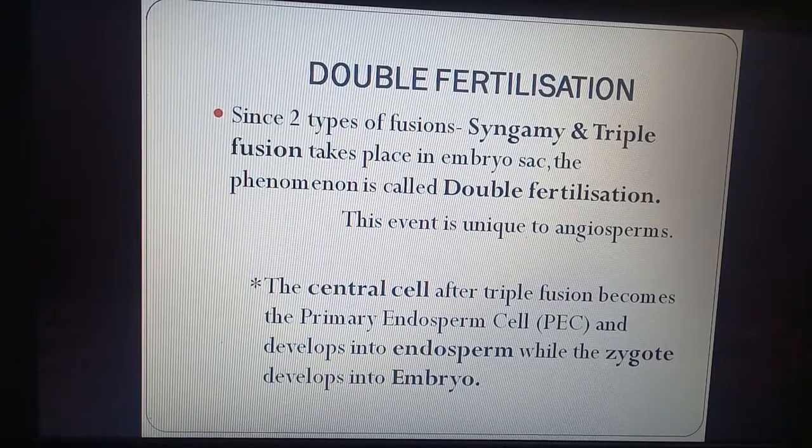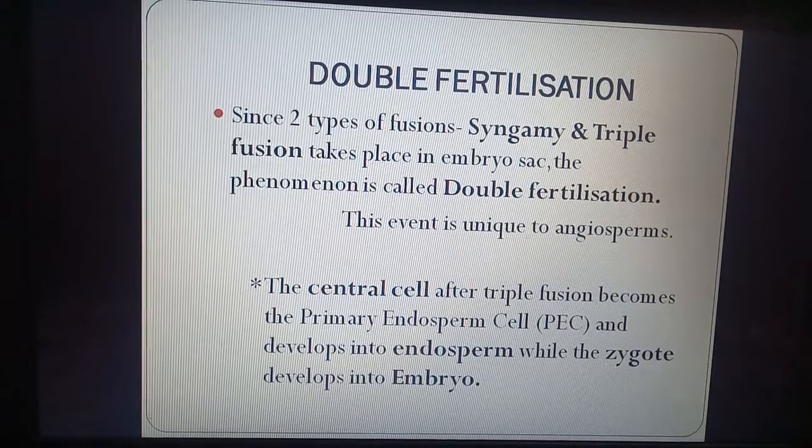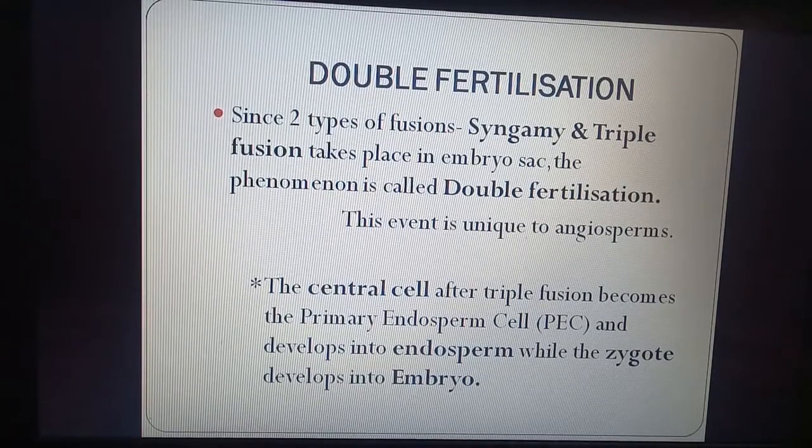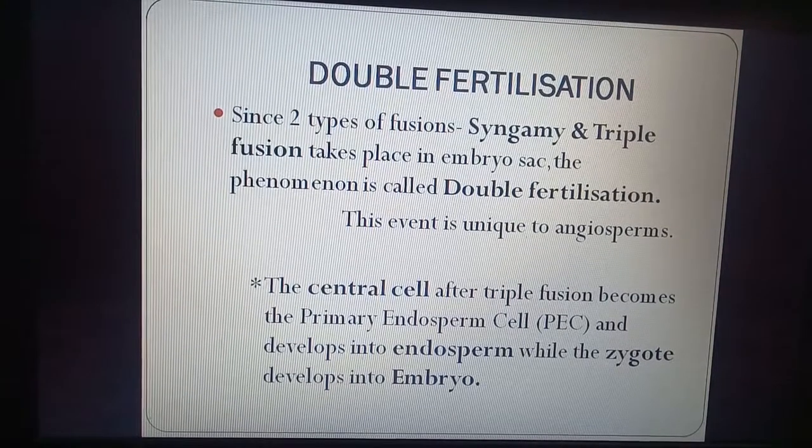So in angiosperms, double fertilization and triple fusion take place. It is a unique process. It does not take place in other plant families. The central cell, which was having polar nuclei, after triple fusion becomes the primary endosperm cell, and it forms endosperm while the zygote develops into the embryo. So this is their future.